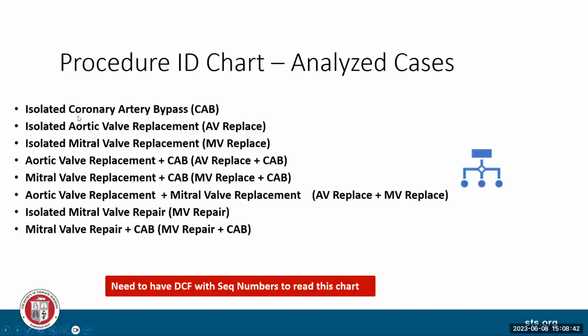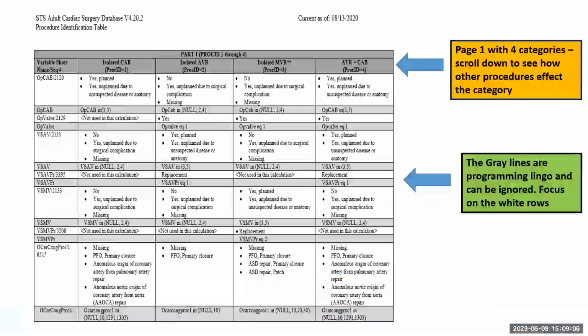So isolated CAB, isolated AVR, isolated MVR, AV CAB, MV CAB, AV MV, MV repair, MV repair CAB. So these are the analyzed cases, and those are the cases that will be on the Proc ID chart. Sorry, I got to mention that. So as you can see, here's your isolated CAB, Proc ID 1, isolated AVR, Proc ID 2, isolated MVR, Proc ID 3, and it kind of goes on.